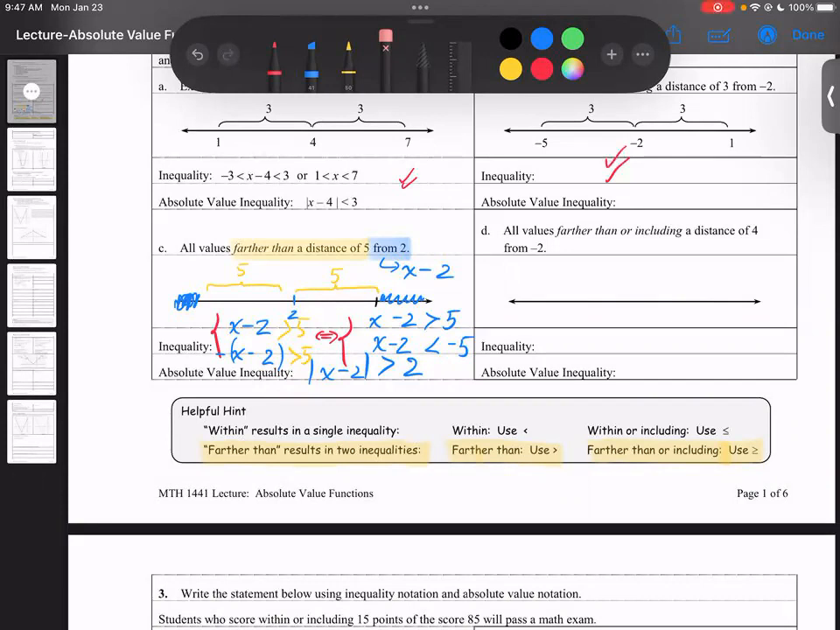Why is it x minus 2 greater than 2 and not greater than 5? Oh, 5 is the distance from the center. I know it's kind of confusing. Like, which one do I choose, 5 or 2? So the distance is on the outside. Absolute value is distance from 0. So for all of these ones, you put the distance on the outside. Why for that one you didn't put 5 on the outside and you put 2?